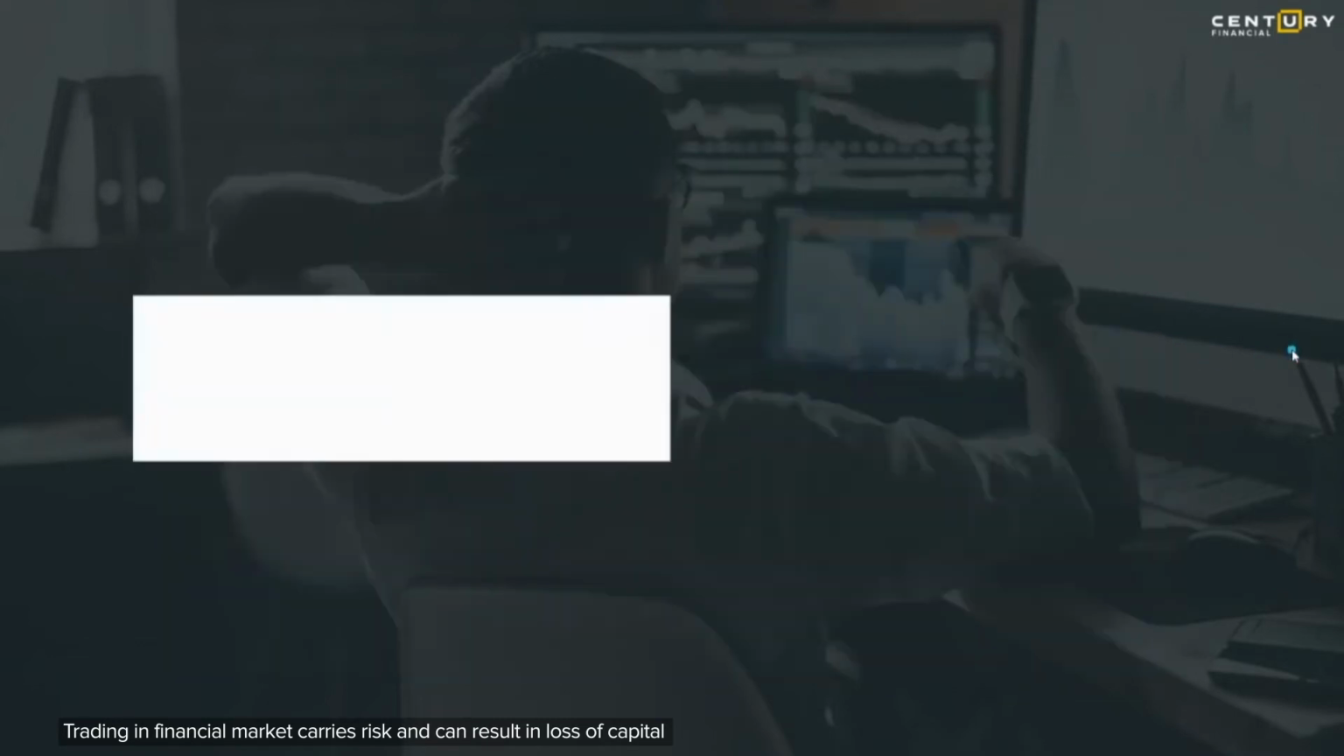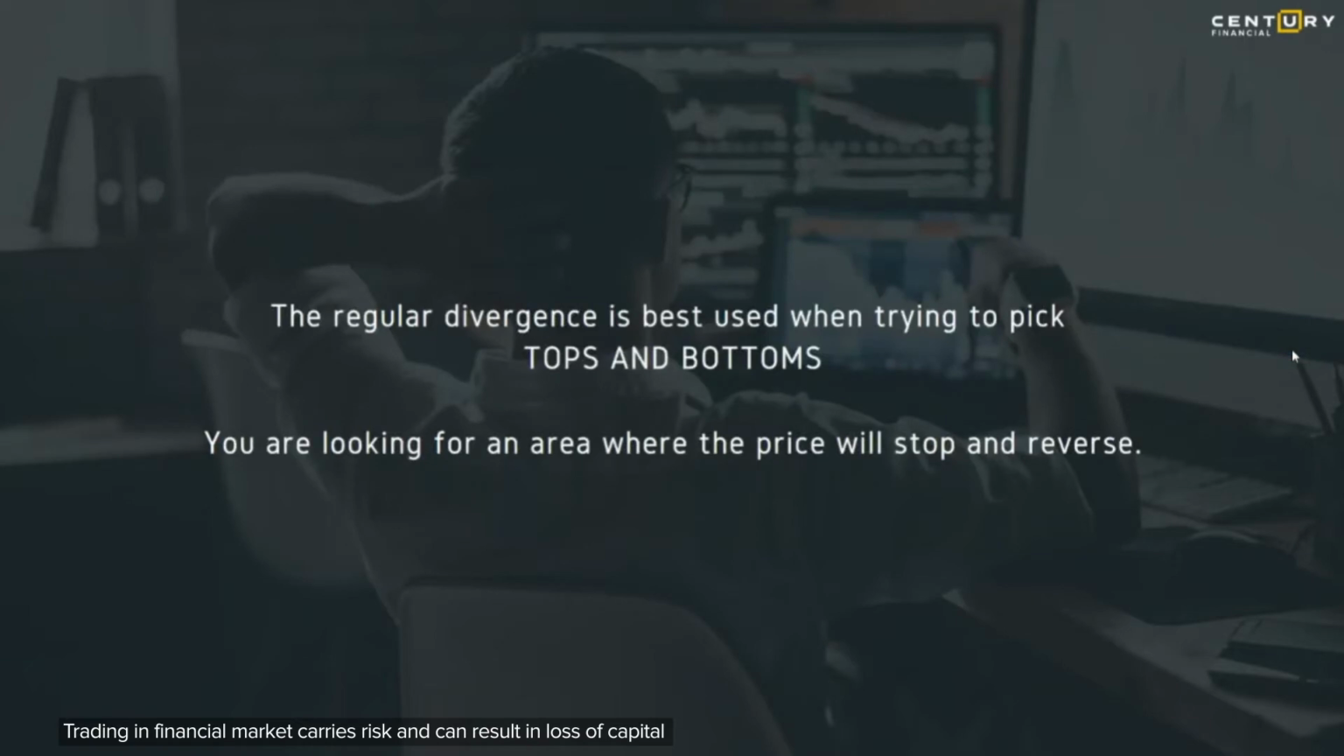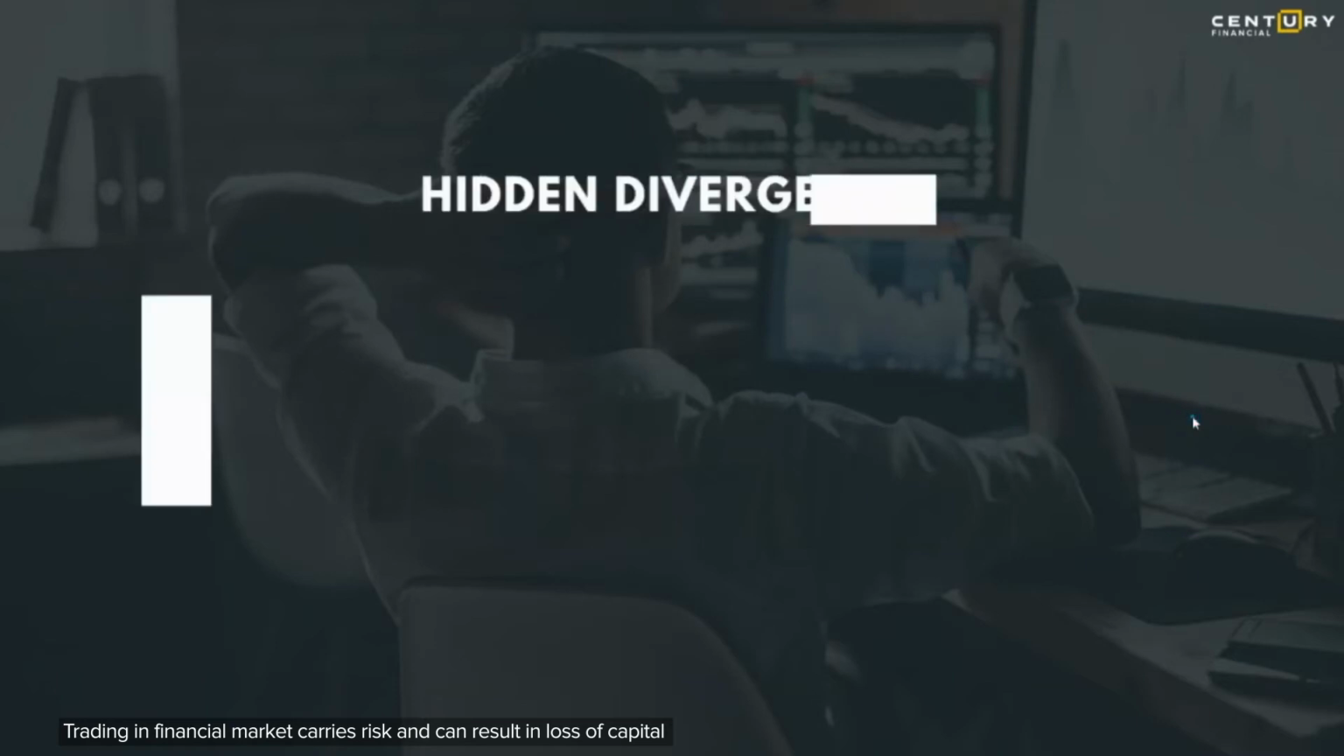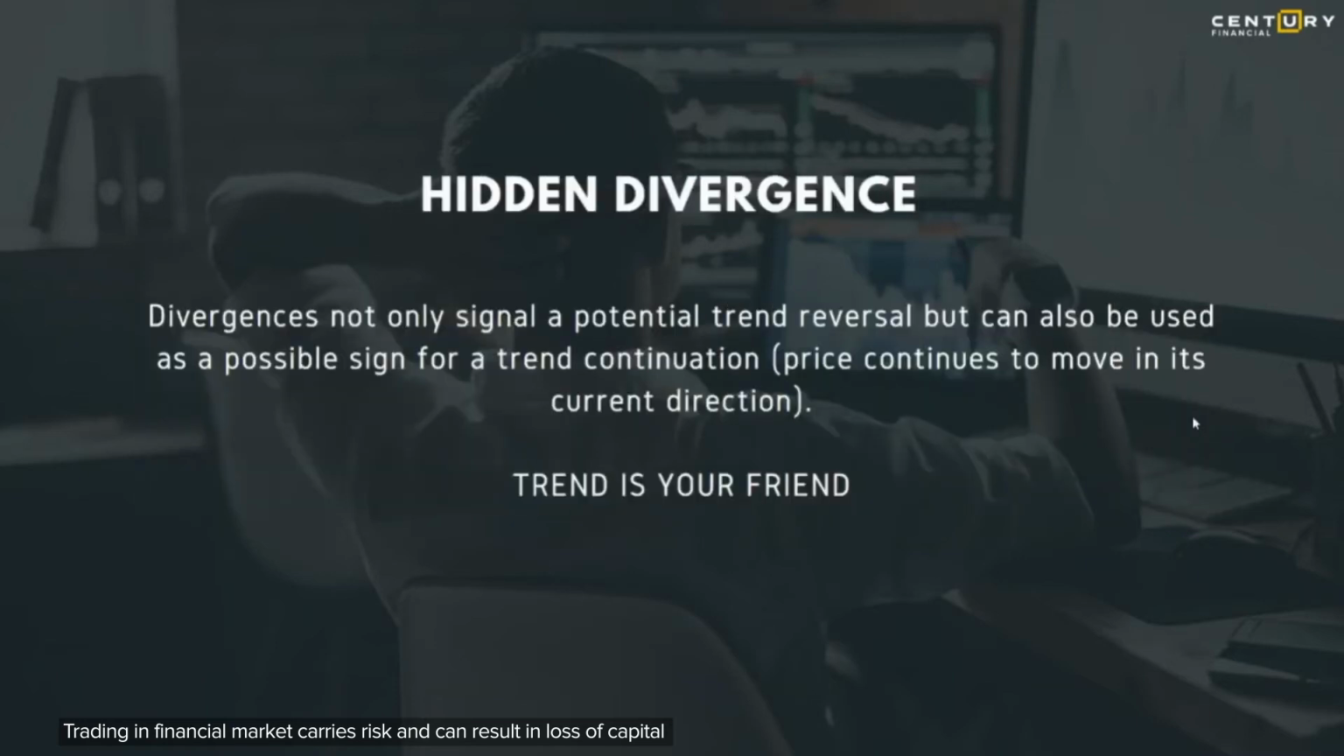Moving forward from your regular divergence, we also have something known as a hidden divergence. Now, the regular divergence is best used when trying to pick tops and bottoms. Basically, you're trying to pick the bottommost level to buy and the topmost levels to book your profit or to short sell in the market. Now let's look at a hidden divergence.